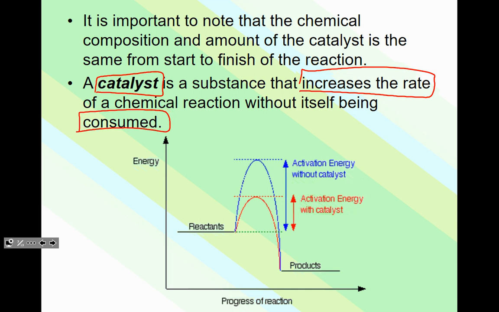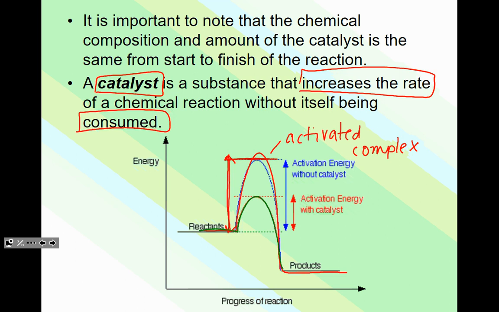So here again is the activation energy needed, right? And it goes from reactants to the top of the activated complex. And if I add a catalyst, that's just going to go down, causing a new pathway. And this is the amount of activation energy required, and this is the new activated complex.